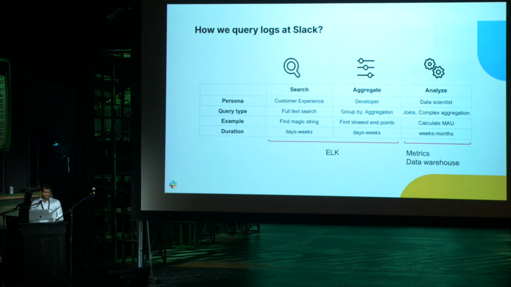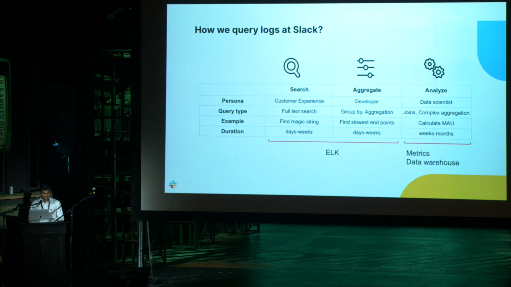So with that said, we collect a lot of logs at Slack, and we primarily query these logs in three broad ways. The first use case is search. For example, a customer service agent gets some magic string from a customer, and he or she goes into the log search system, puts the magic string in, and performs a full text search. Usually this is a recent incident, so the queries are over a few days to a week or something like that.